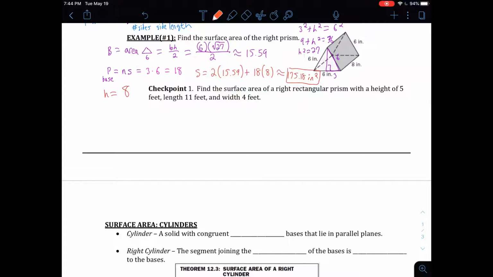All right, find the surface area of a right rectangular prism with a height of 5 feet, length of 11 feet, and width of 4 feet. Okay, I'm going to draw that over here. So I'm going to draw a rectangular prism.